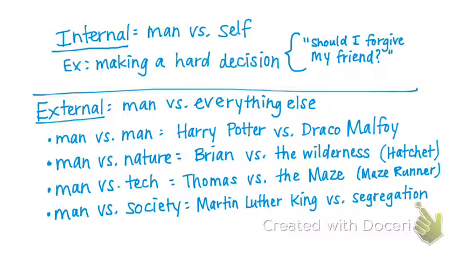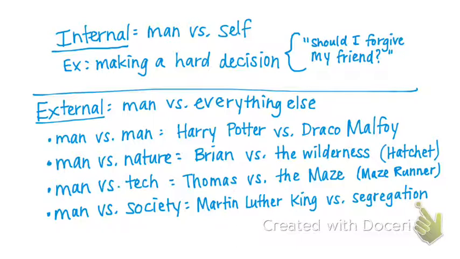Man versus nature is when the character faces anything to do with nature. It could be a force of nature, it could be weather, it could be an animal. So, for example, if you read the book Hatchet, Brian, the main character's plane crashes, and he has to figure out how to survive in the wilderness because he doesn't have food, he doesn't have the conveniences that he's used to, so he uses his hatchet to build a fire and kill things and figure out how to survive. So it's Brian versus the wilderness. The wilderness has the ability to kill him if he's not working hard to overcome that.